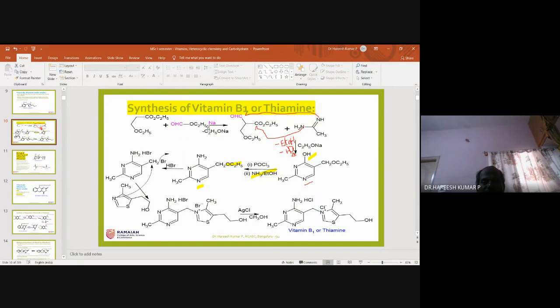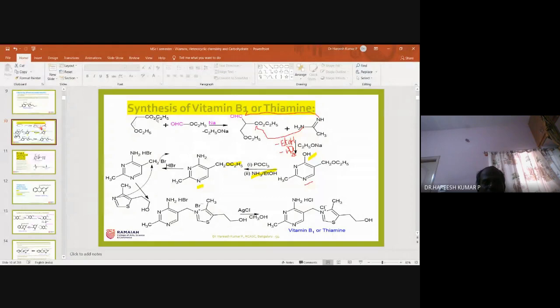HCOOC2H5 is called ethyl formate. I think you know formic acid. Formic acid is treated with ethanol to get this compound. The name of this compound is ethyl formate, and it will act as a sodium formaldehyde equivalent. This is an ester group, CO2C2H5. This is also an ester group, and this is one carbon atom, this is another carbon atom.